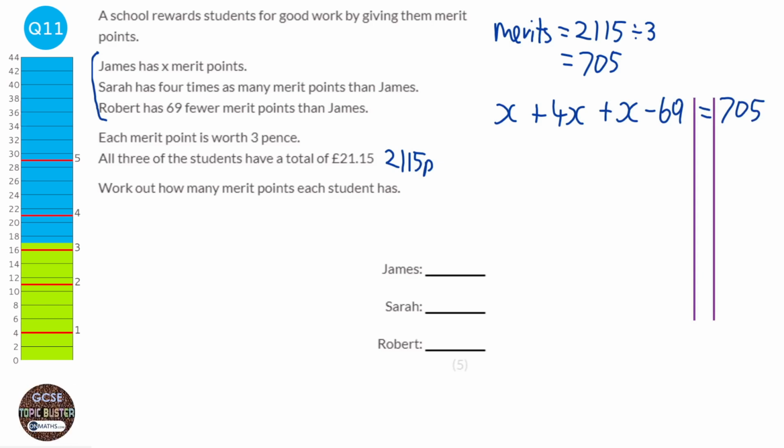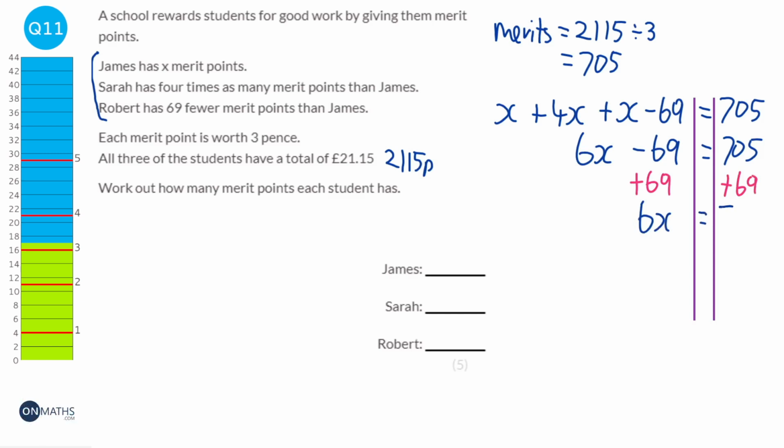So we've got x plus 4x plus x minus 69, which is 6x minus 69 equals 705. And we're going to add 69 to both sides. So we've got 6x equals 774. Then we're going to divide by 6 both sides. And so we've got x equals 129.